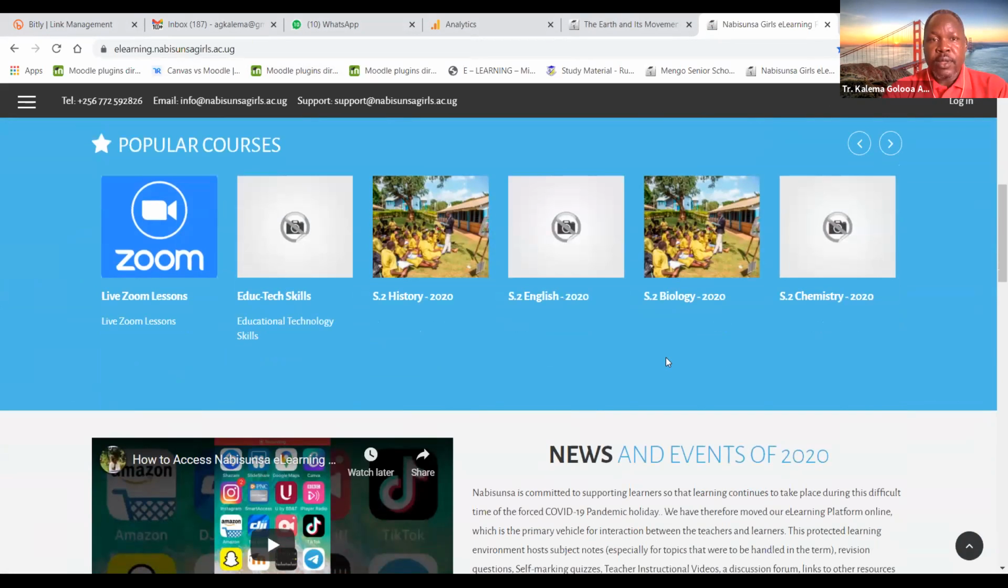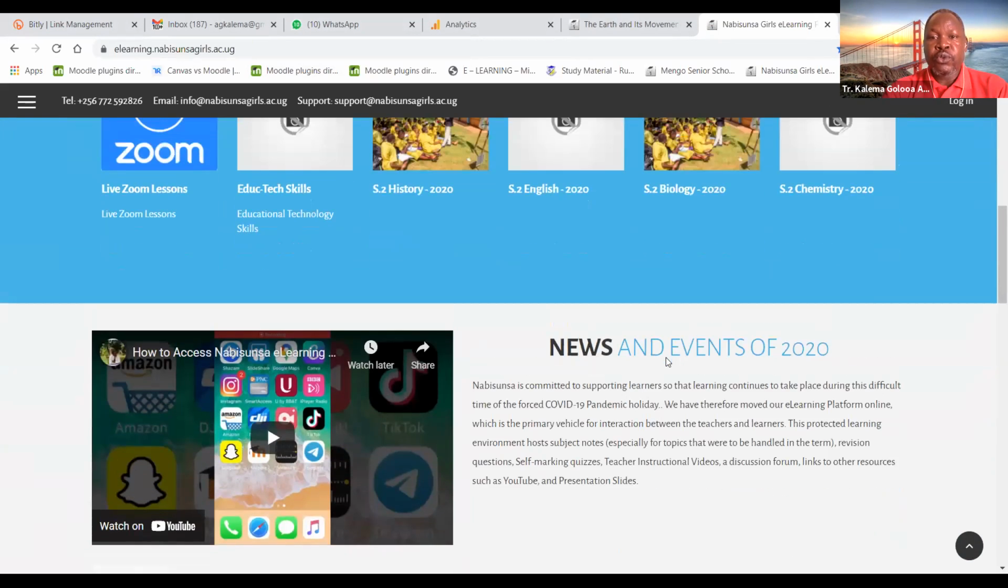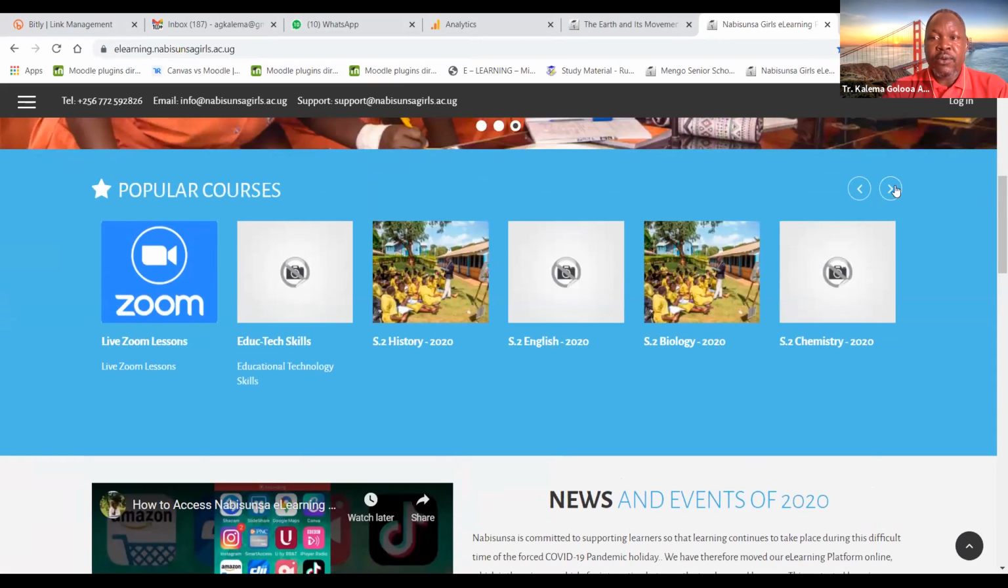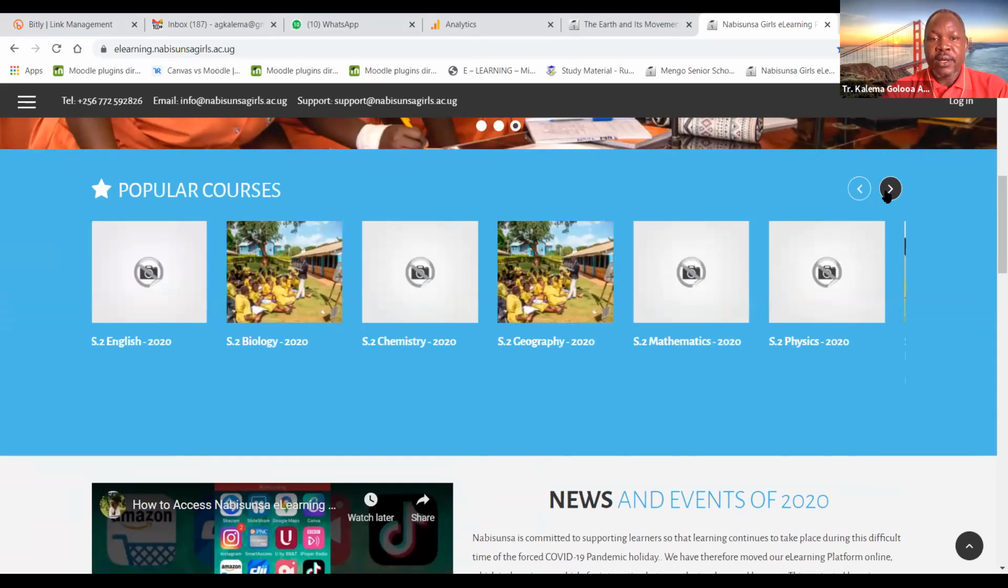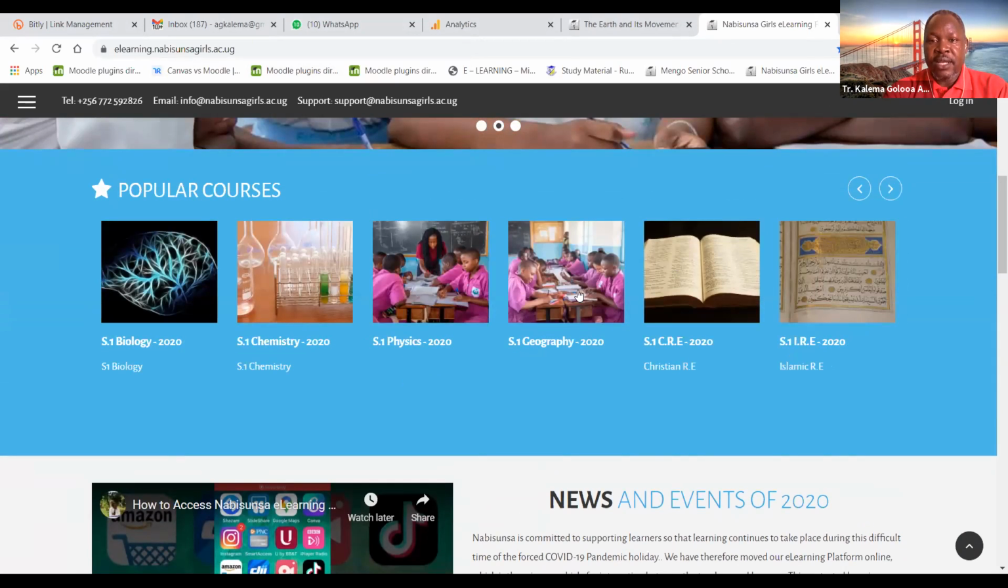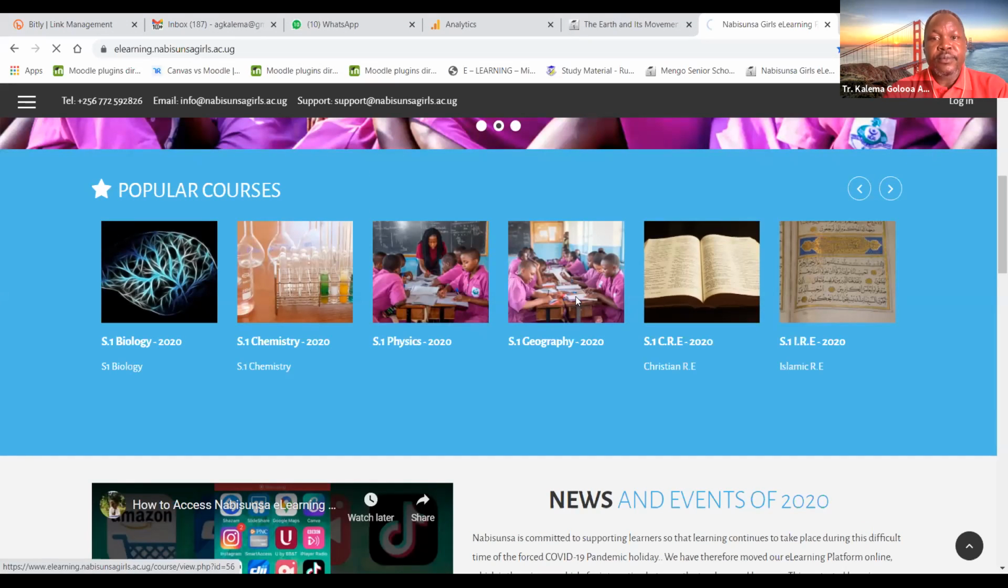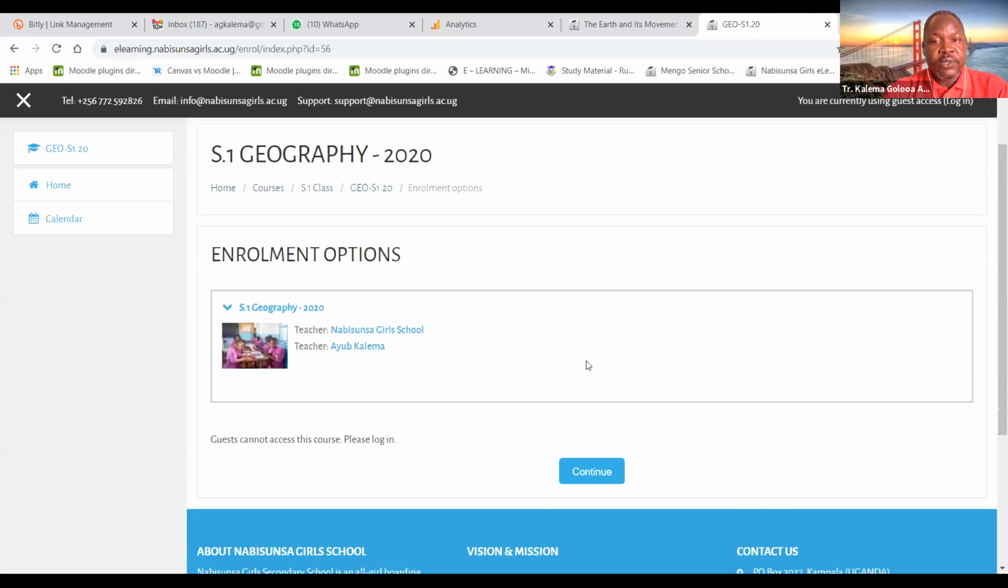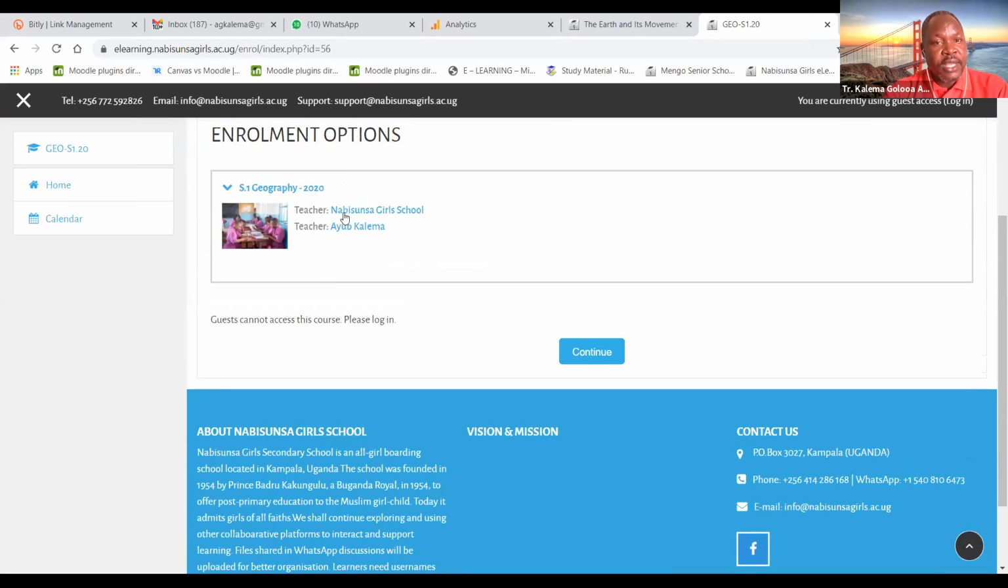Now, you are going to go to Geography Senior 1. How do you go there? You'll click this arrow there until you find S1 Geography, and it is here. So you'll click S1 Geography. It will say you are not allowed to sign in. I'm going to open it so that those people who are guests can be able to enter for today. So you'll click Senior 1.